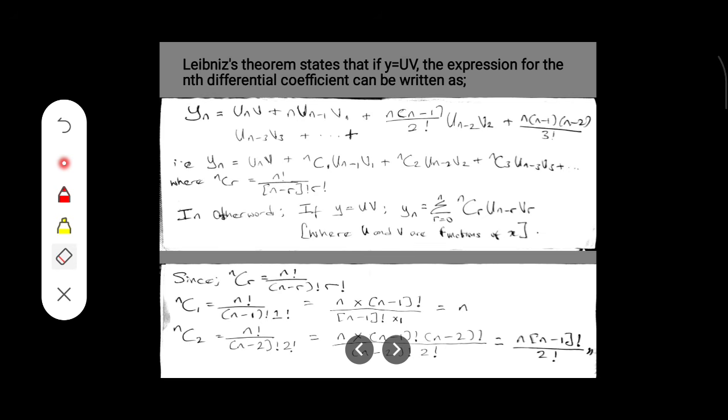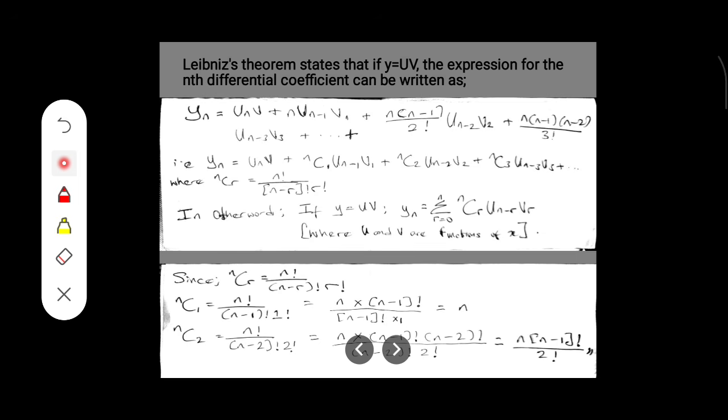Leibniz theorem states that if y is equal to uv, the expression for the nth differential coefficient can be written as y subscript n is equal to u_n v plus n u_(n-1) multiplied by v_1 plus n(n-1)/2 factorial multiplied by u_(n-2) multiplied by v_2 plus n(n-1)(n-2)/3 factorial multiplied by u_(n-3) multiplied by v_3 plus, okay, we keep adding up the series until we get to a finite solution.